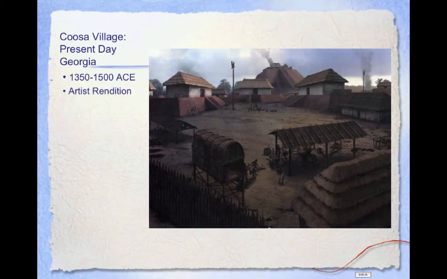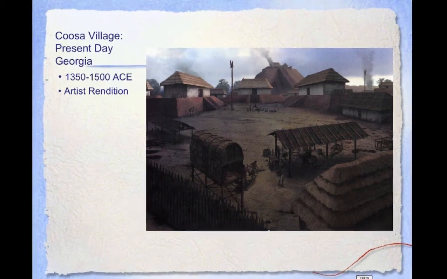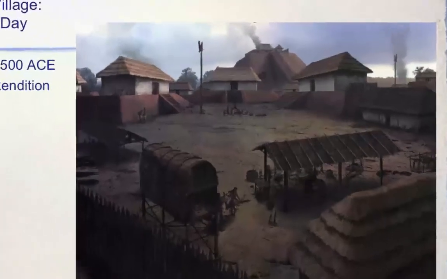This is a Coosa village that was in what is today Georgia. The time period for this community is 1350 to 1500 ACE. These dates overlap with the dates that Europeans first arrived in the Americas, but there is no historical record showing direct contact between these cultures. Nevertheless, there was indirect contact. People who encountered Europeans did interact with the Coosa community. European diseases appear to have afflicted this community and may have been part of the decline and disappearance of this culture.